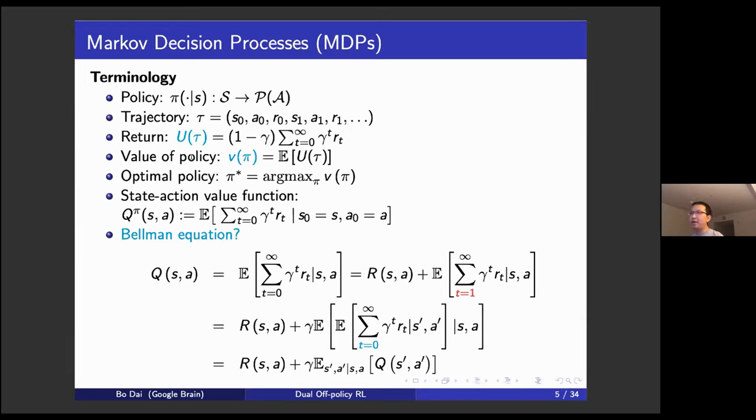So what is Q pi? Q pi basically is saying, given S and A, you run this policy on the MDP, and you take the expectation conditioned on this S and A. That's what we define as Q pi of S, A, which we call the state action value function. So far, so good. Any questions?